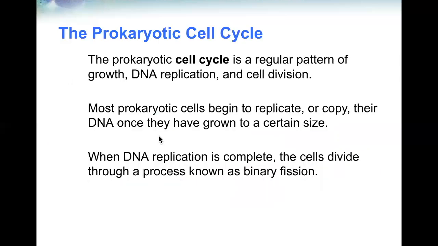The prokaryotic cell cycle is a regular pattern of growth, DNA replication, and cell division. Most prokaryote cells begin to replicate or copy their DNA once they have grown to a certain size. When DNA replication is complete, the cell divides through a process known as binary fission.